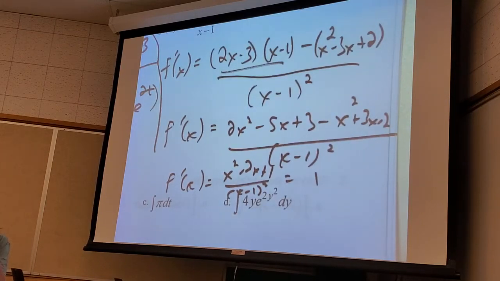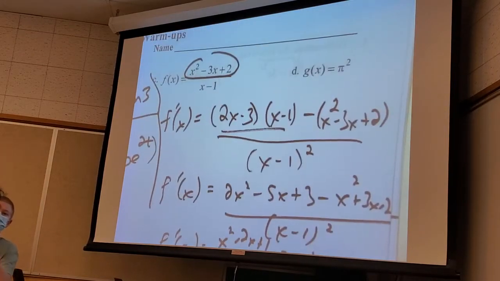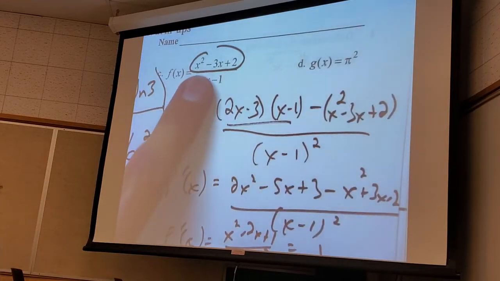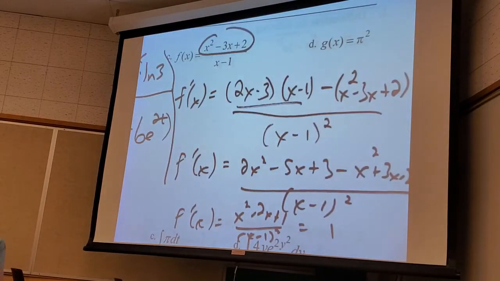Now, who did something that made that a lot easier? Yes? You can factor it. If you factor the top, you get what? x minus 2 and x minus 1. So the x minus 1's cancel. Yeah. The derivative of x minus 2 is 1. Done. So if you can simplify stuff to begin with, do that. Why make it so hard?